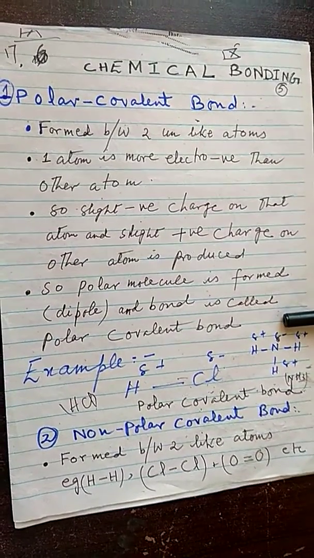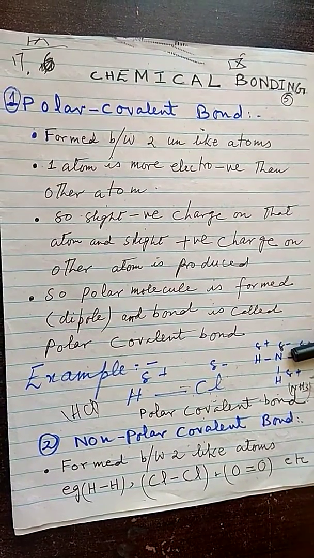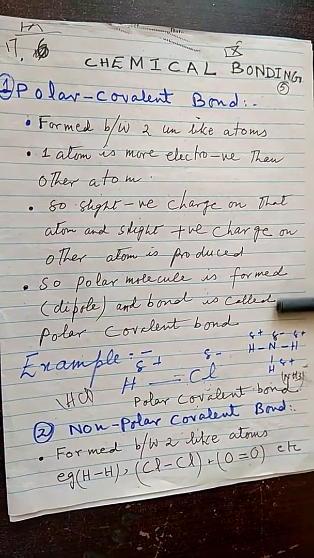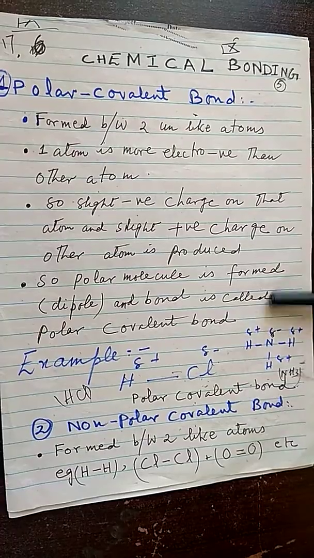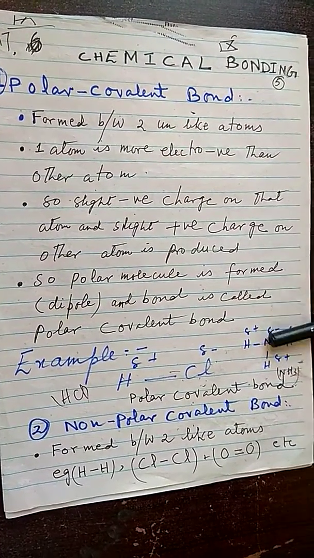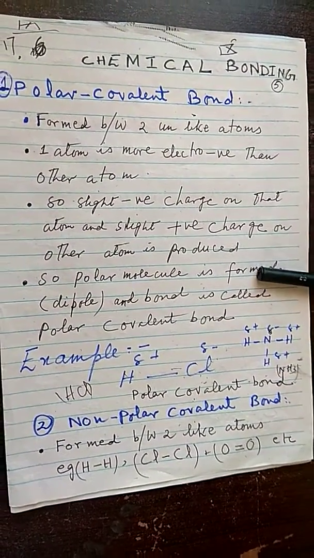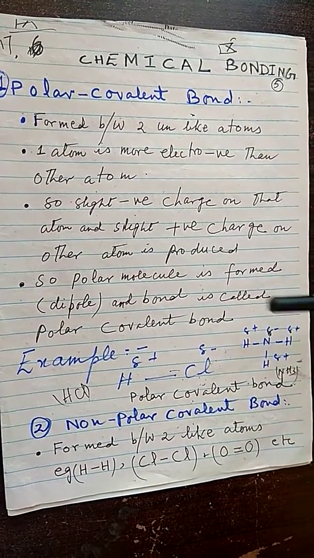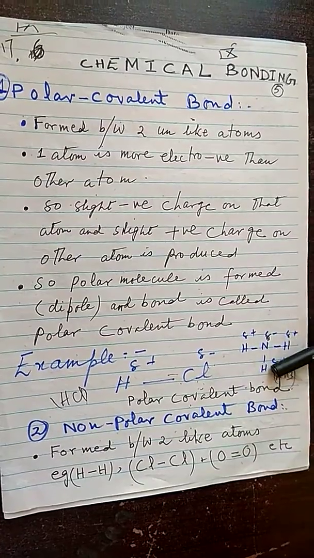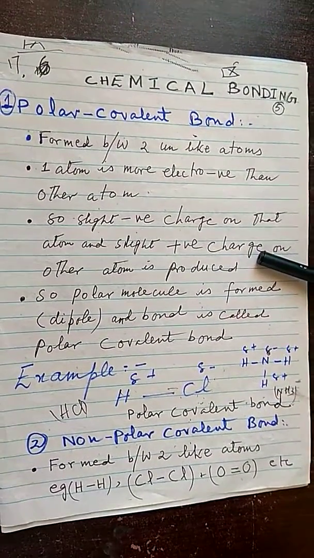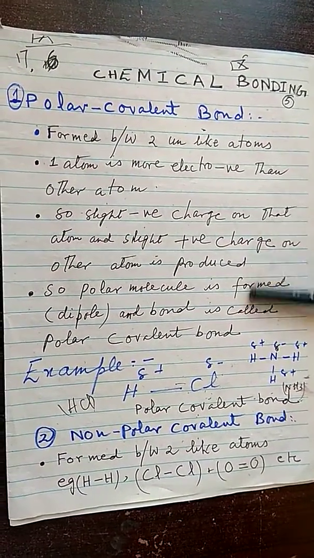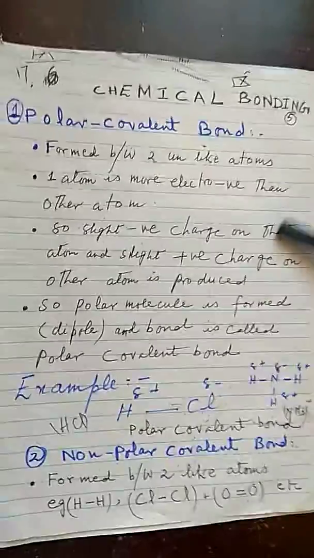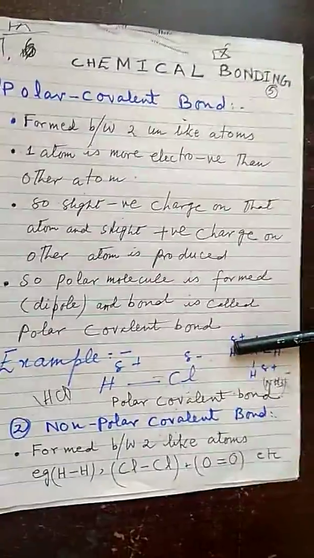What is a dipole or polar molecule? It is a molecule having two ends, one positive and one negative, and the bond is called a polar covalent bond. Again, what is a polar covalent bond? It is a bond produced between two unlike atoms in such a way that one atom is more electronegative than the other, so a slight negative charge on that atom and a slight positive charge on the other atom is produced. The molecule becomes polar or a dipole, and this type of bond is known as the polar covalent bond.